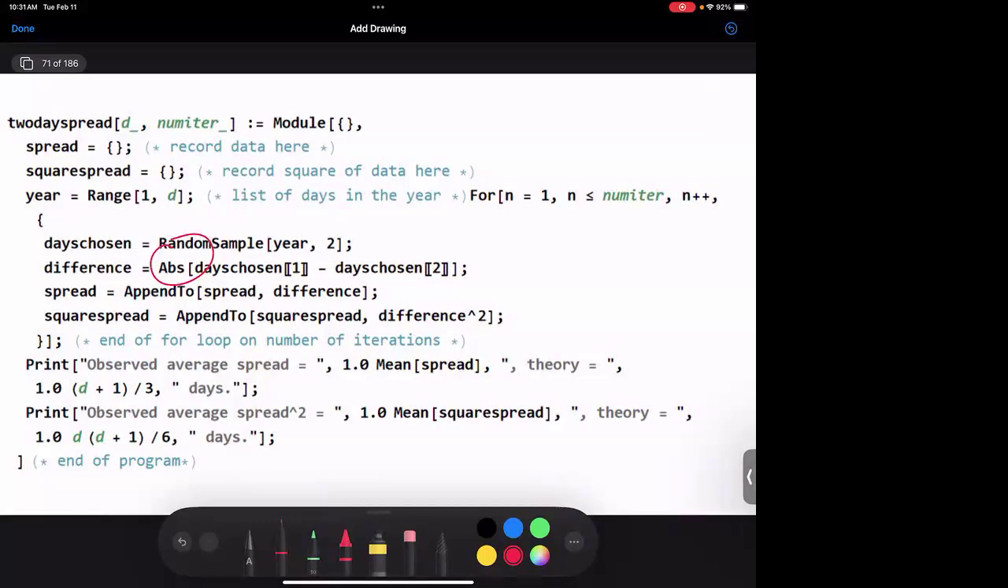But that's also one of the nice things about looking at the square, because when I look at the square, then I don't have to worry about which one was first and which one was second. So does anybody notice anything bad about this code? It's very simple. It's not doing anything that's too complicated.